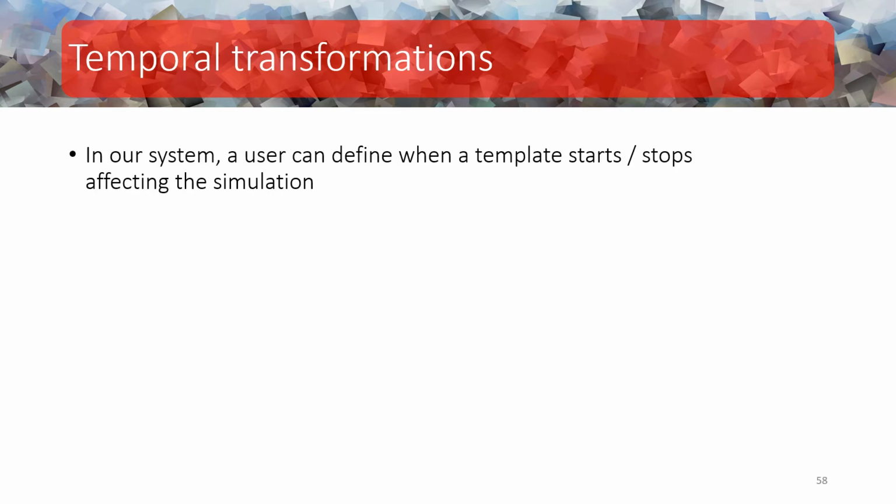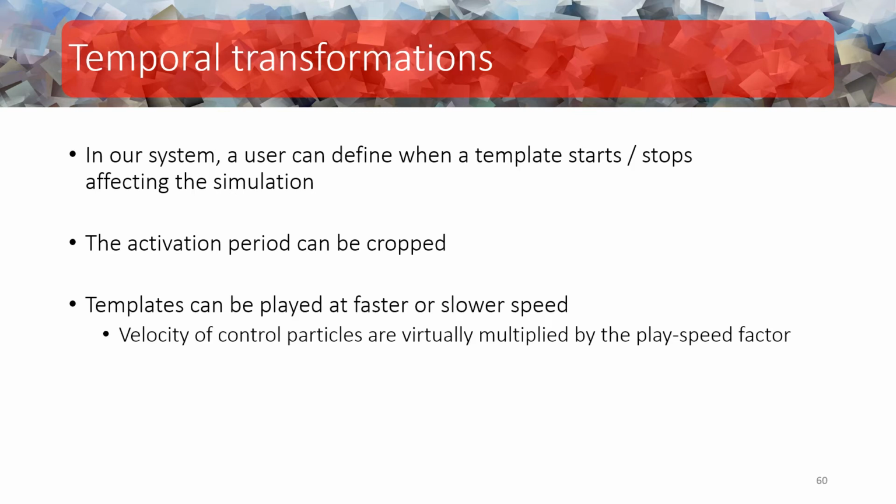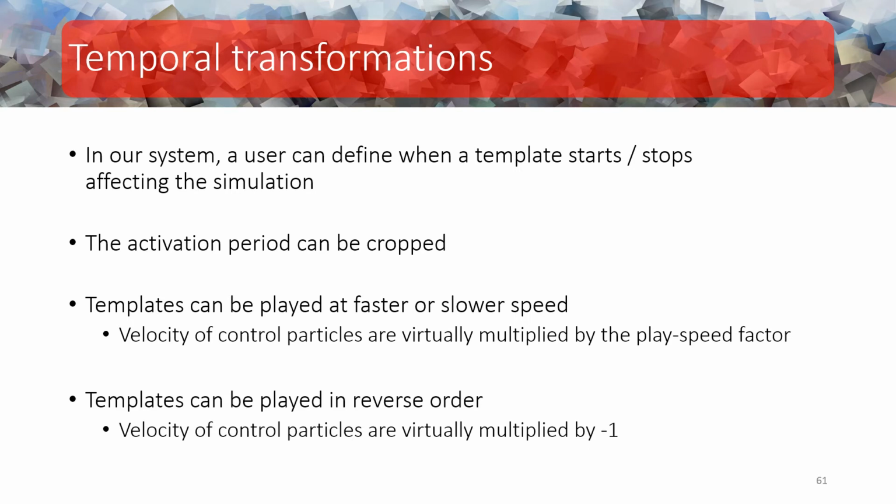In addition to the spatial transformations, several temporal transformations are also provided to users. First, a user can simply define when a template starts or stops in our system. The activation period of a template can also be cropped to only use a portion of it. A user can play a template at faster or slower speed. In this case, velocity of control particles are virtually multiplied by the play speed factor. A template can also be played in reverse order. In this case, the velocity of each control particle will be virtually multiplied by -1.